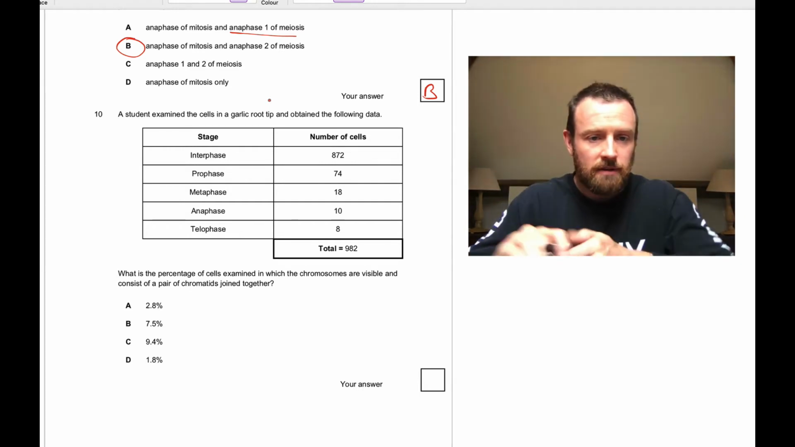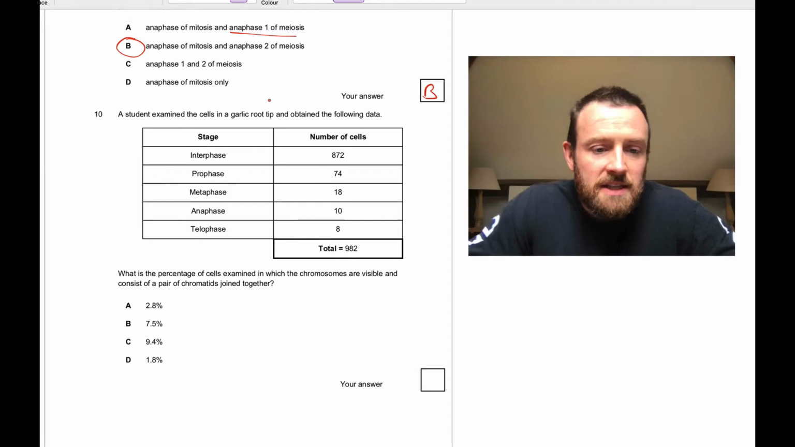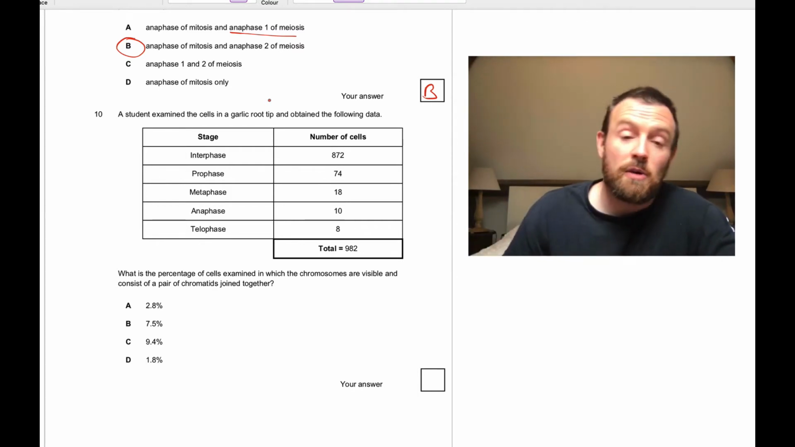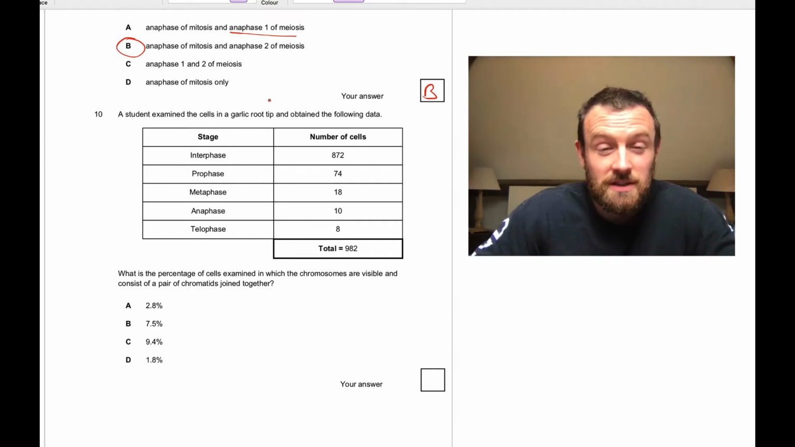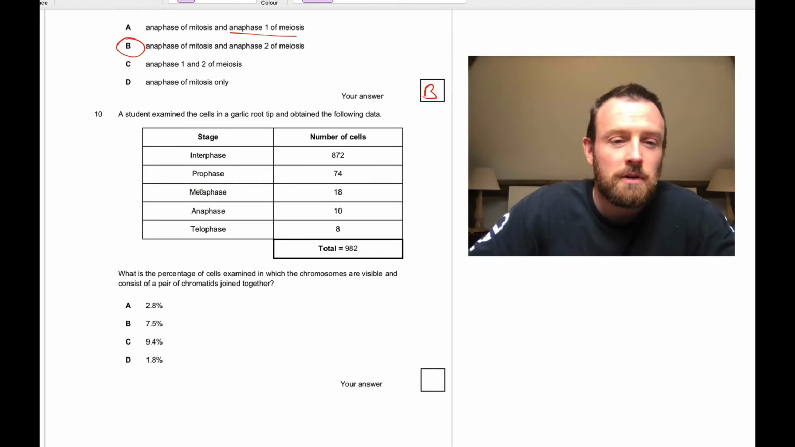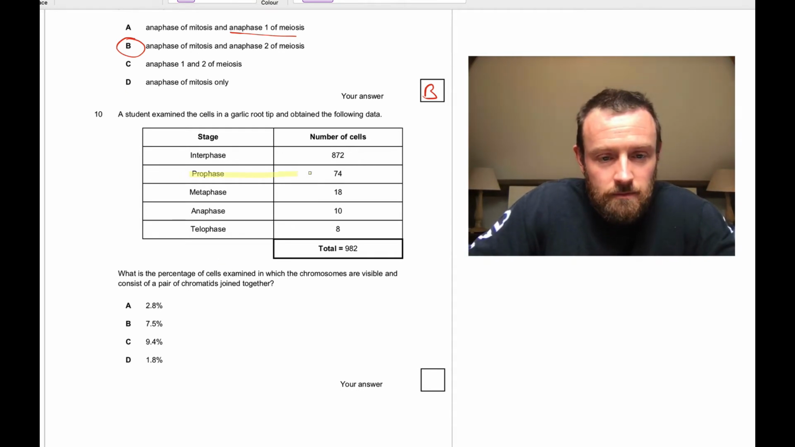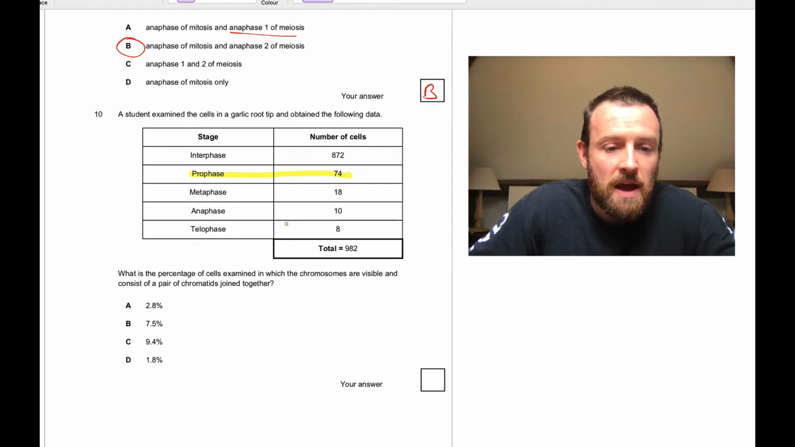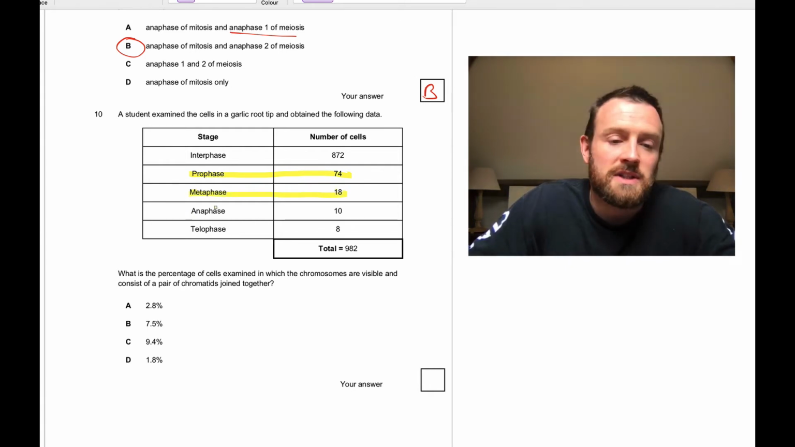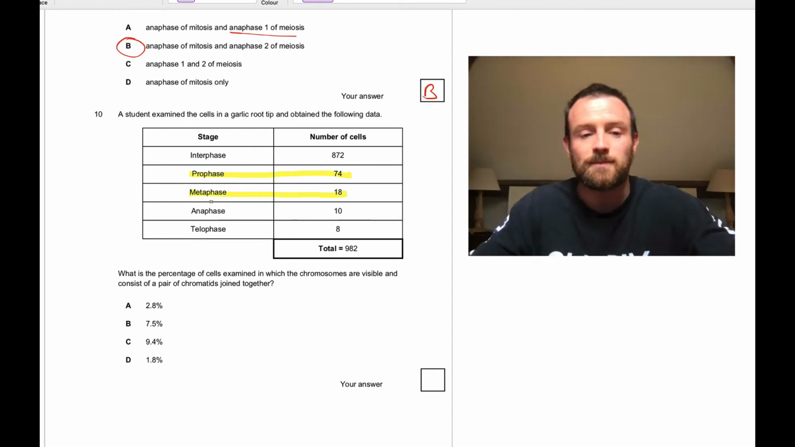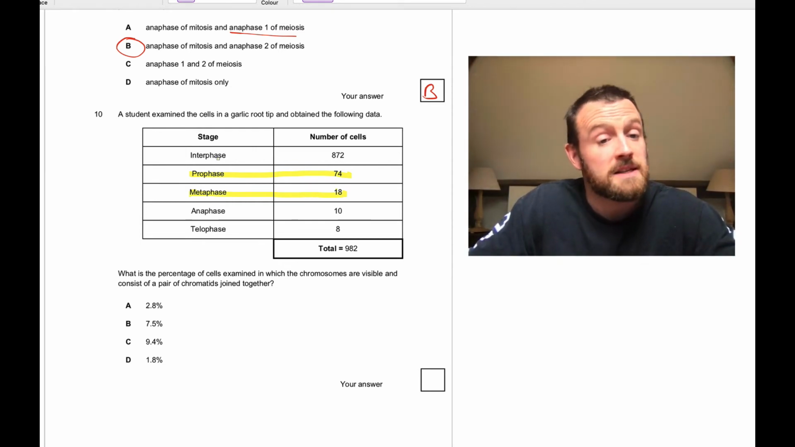I'm just getting my calculator ready. What is the percentage of the cells examined in which the chromosomes are visible and consist of a pair of chromatids joined together? All right, visible. So visible in prophase. Yep. And consist of a pair of chromatids joined together. So metaphase. Yep, they're just lined up down the middle. So that's going to be that too. Anaphase, no, they're not joined together anymore. In anaphase, they're moving apart. Same thing for telophase. Interphase, they wouldn't be visible.